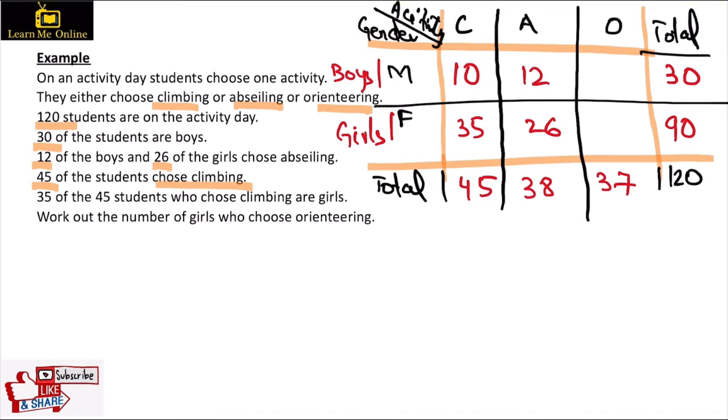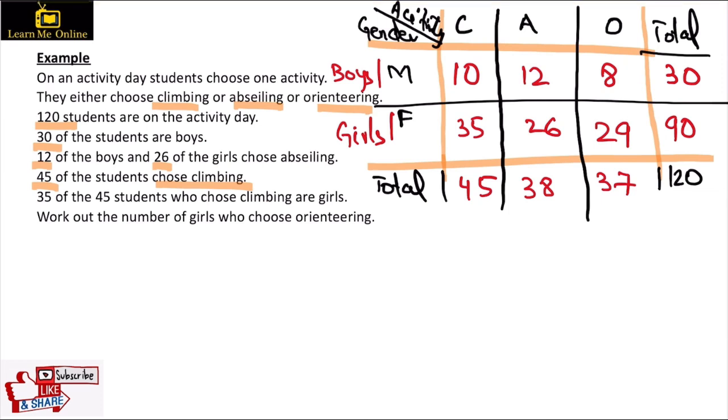We'll try to fill in the remaining information now. So 30 is the total for the boys, 10 are doing climbing, 12 are doing abseiling. So orienting would be 8 then. 90 is the total number of the girls. So 35 of them are doing climbing, 26 of them are doing abseiling. So orienting would be 29. So we have got the whole two-way table filled in now.